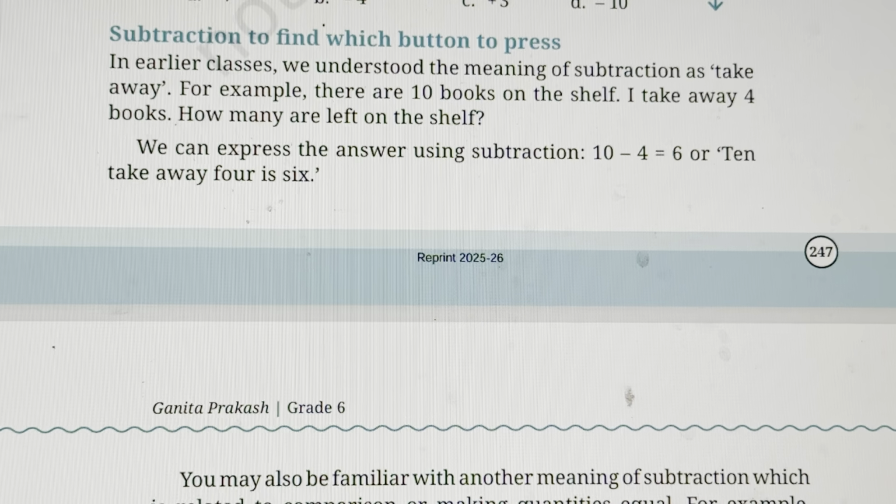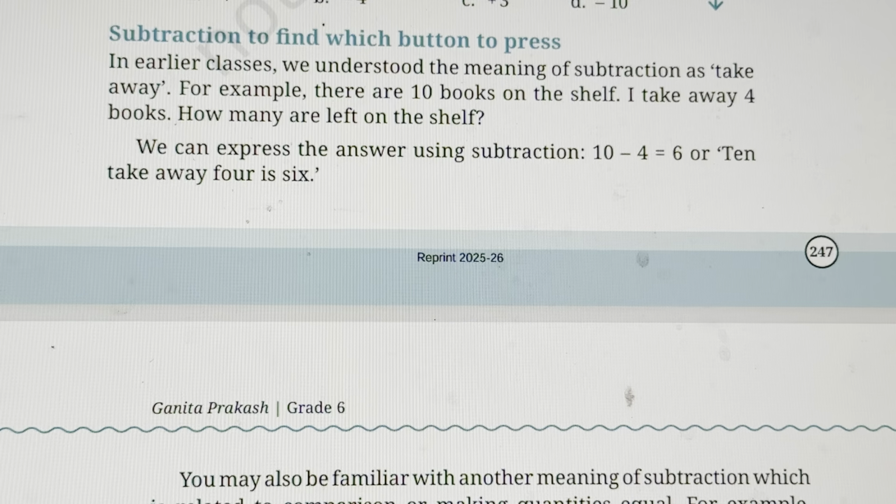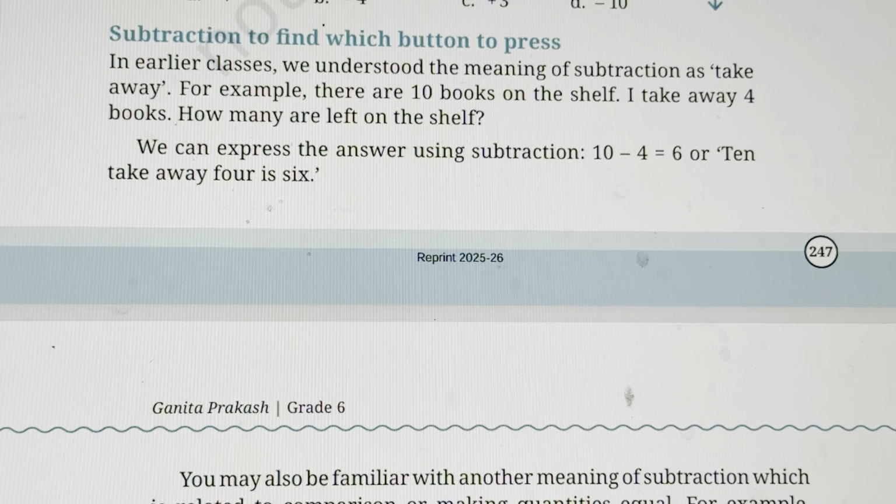In this video, we are going to continue with chapter number 10, The Other Side of Zero, of grade 6 mathematics of the new NCERT textbook Ganita Prakash. And we are going to learn subtraction. So subtraction to find which button to press.